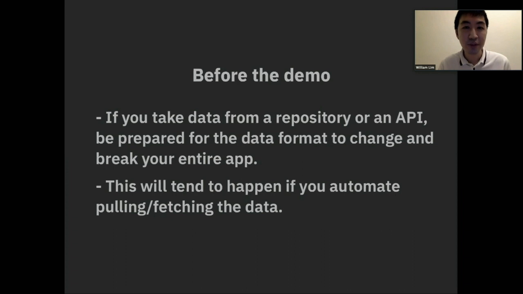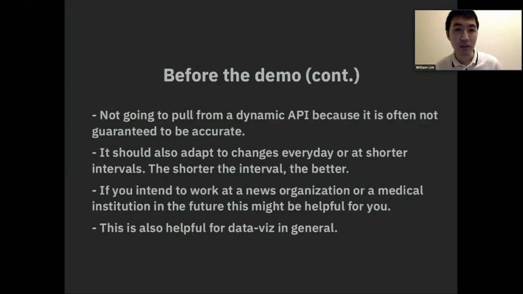So before the demo, I just want to say again that if you take data from a repository or an API, be prepared for the data format to change and break your entire app. This will tend to happen if you automate fetching the data. Something I considered was automating the whole process to show the latest map and the latest data.